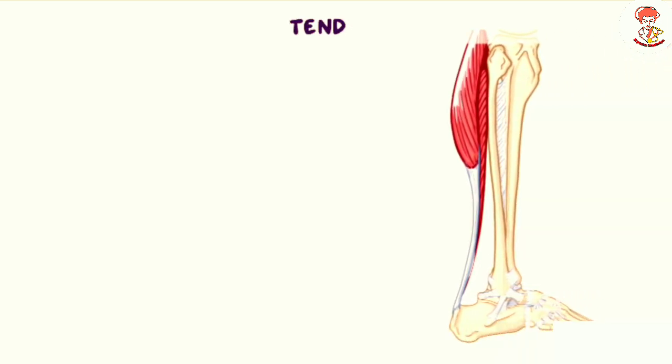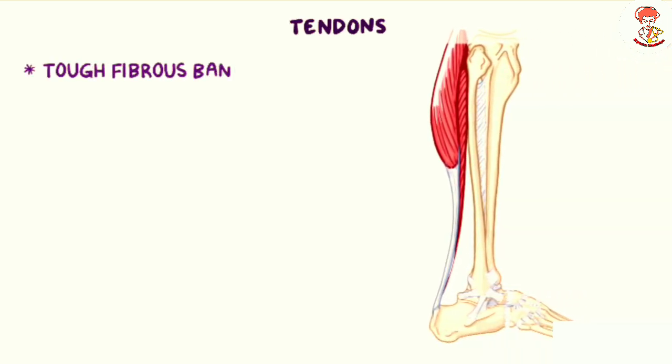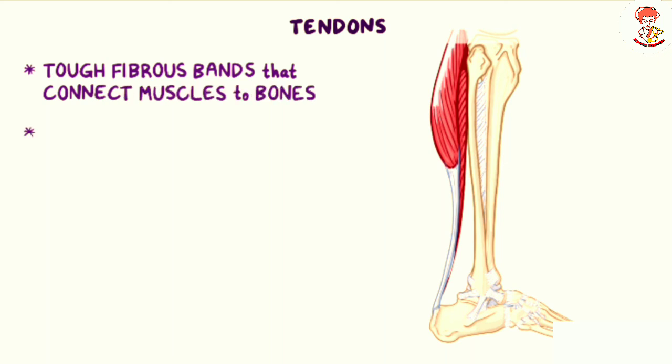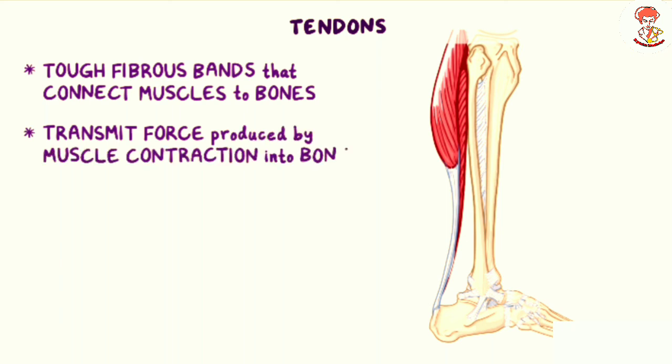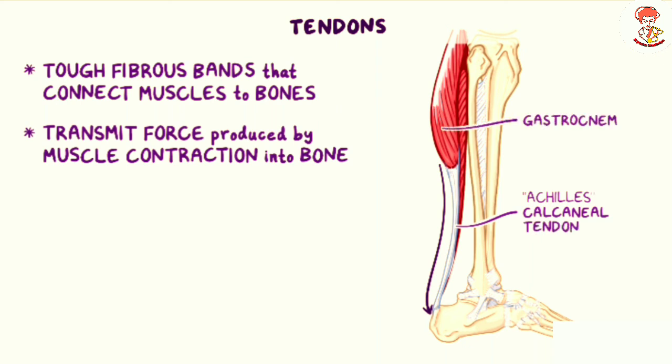Okay, now let's finish up by talking about tendons, which are the tough fibrous bands that connect the muscles to the bone. Their main function is to transmit the force produced by the muscle contraction into the bone they attach to, which allows for joint movement. A good example is the calcaneal or Achilles tendon, a common tendon for both the gastrocnemius and soleus muscles at the back of the leg, inserting onto the calcaneus or heel bone.